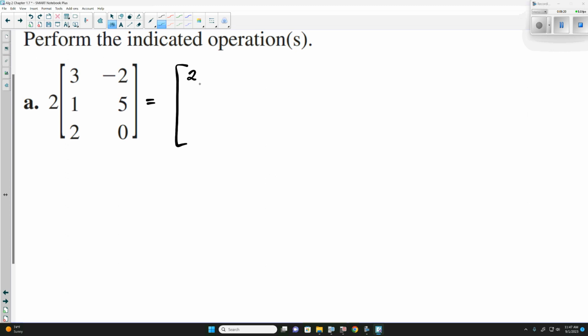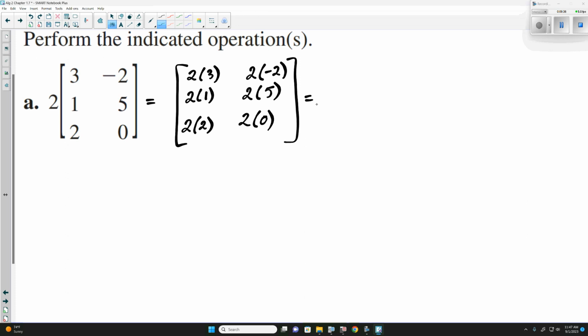So the first one's going to be 2 times 3. We have 2 times negative 2. We have 2 times 1. And then 2 times 5. And then 2 times 2. And lastly, 2 times 0. We're multiplying every single number in the matrix by 2.